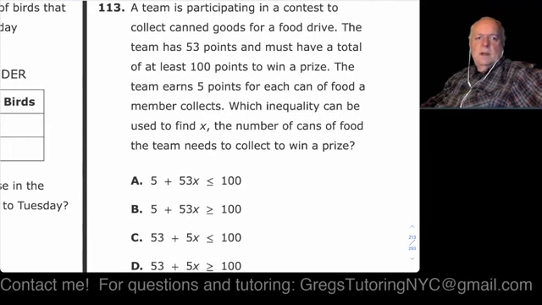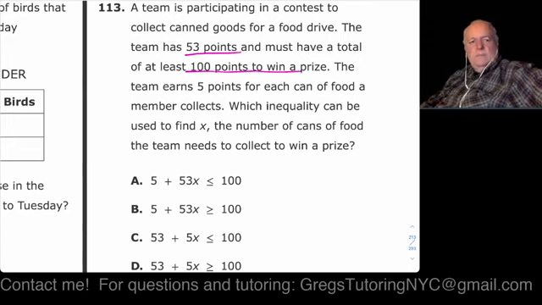Okay, there we go. A team is participating in a contest to collect canned goods for a food drive. The team has 53 points and must have a total of 100 points to win. The team earns 5 points for each can of food a member collects. Which inequality can be used to find x, the number of cans of food the team needs to collect to win the prize?